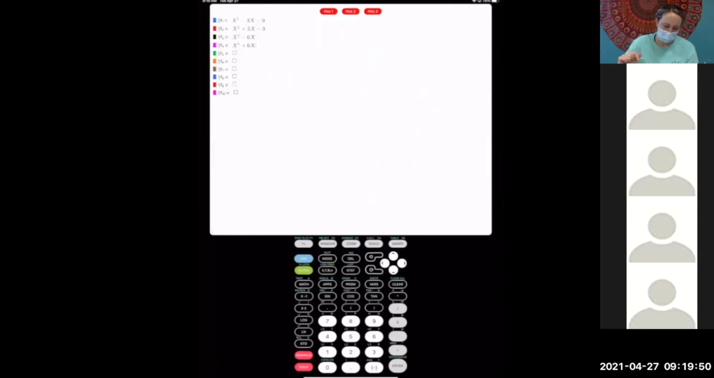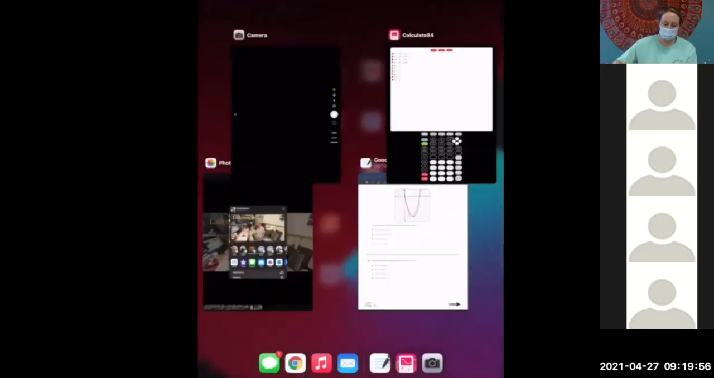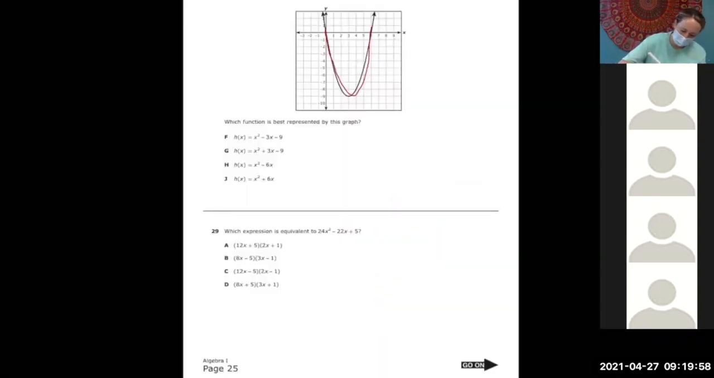So I'm going to go to y equals and see which one that is. And that's my third answer choice. So I am going with C. So we've got our third answer choice.